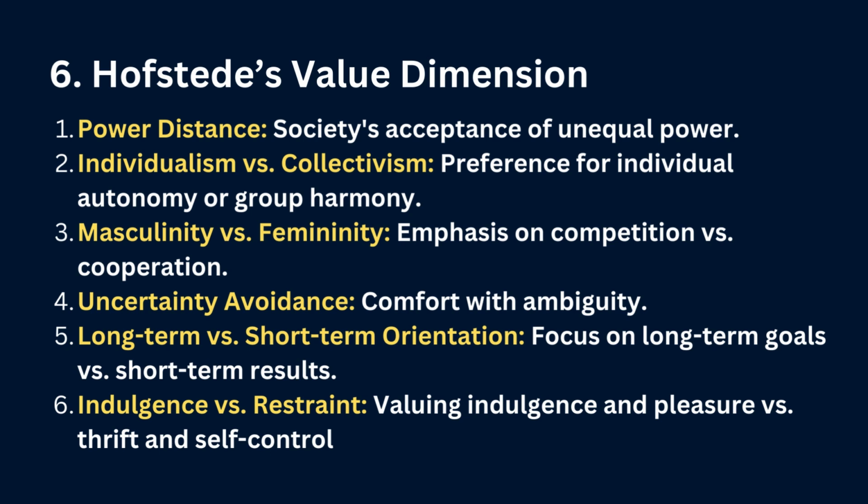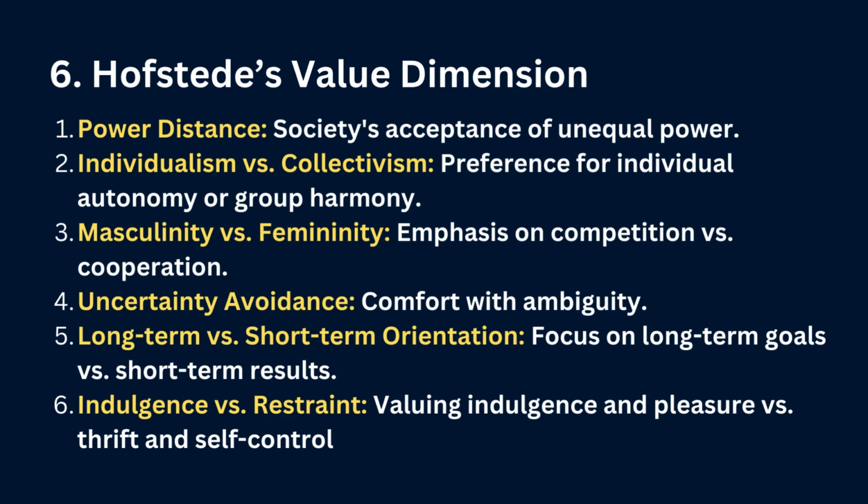For masculinity versus femininity, this dimension gauges the emphasis on competition, assertiveness, and material success versus cooperation, relationships, and quality of life. Managers in masculine cultures may need to exhibit competitiveness and assertiveness. For uncertainty avoidance, it examines the degree to which a society feels threatened by ambiguity. In high uncertainty avoidance cultures, managers should provide clear and structured guidance.